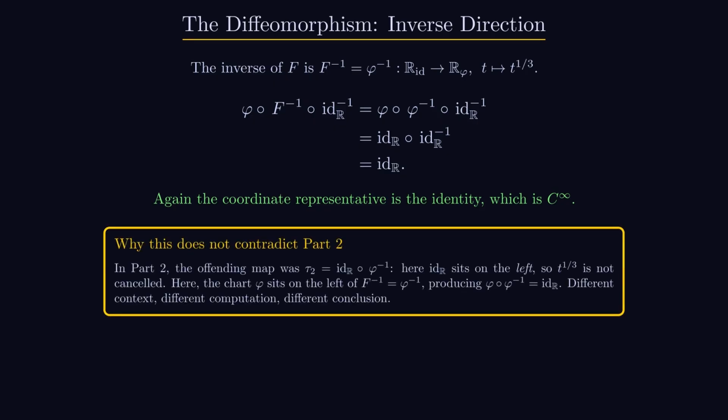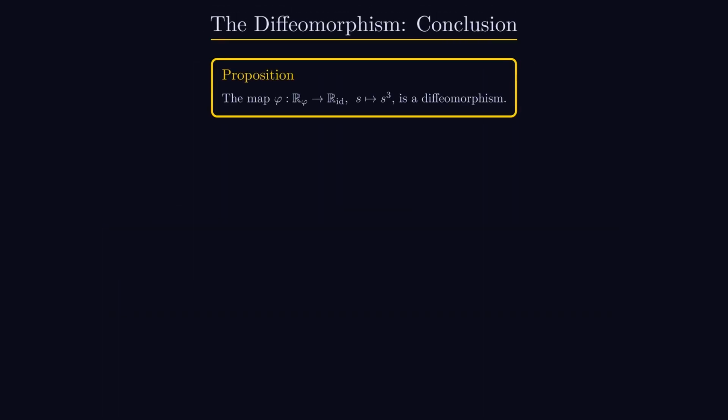There, the identity sat to the left of phi inverse and left the cube root uncancelled. Here, phi sits to the left of phi inverse instead, and the composition collapses to the identity. The crucial difference is the position of phi relative to phi inverse in the composition, and that position depends entirely on which chart is assigned to which manifold. Both coordinate representatives of phi and of phi inverse reduce to the identity map on R.